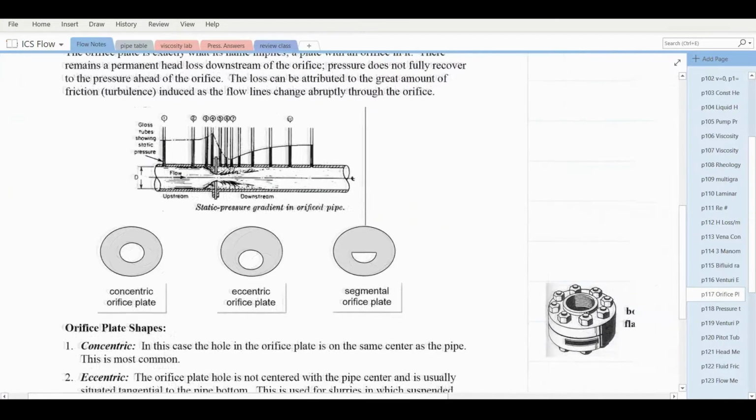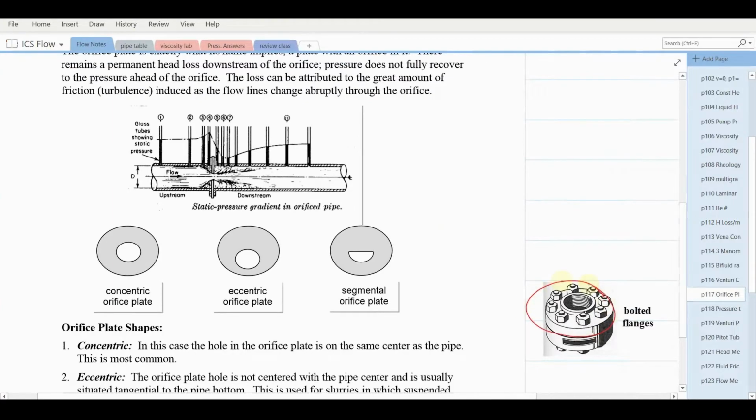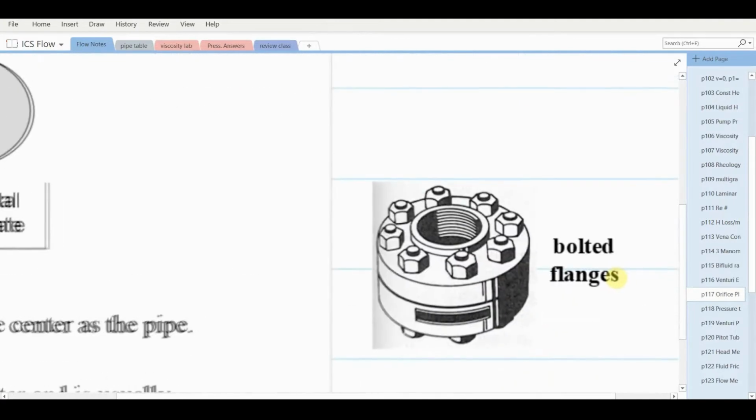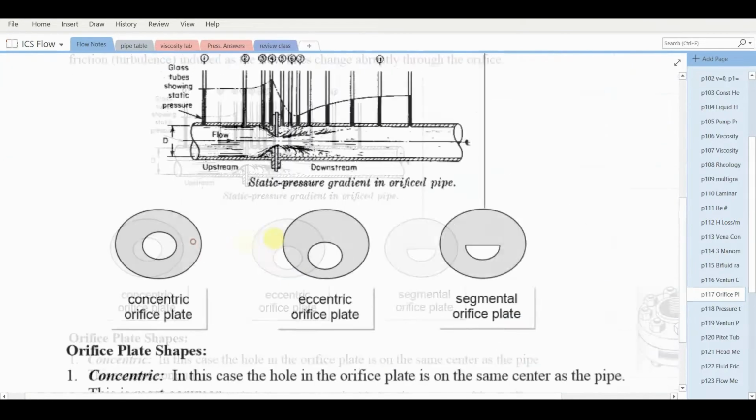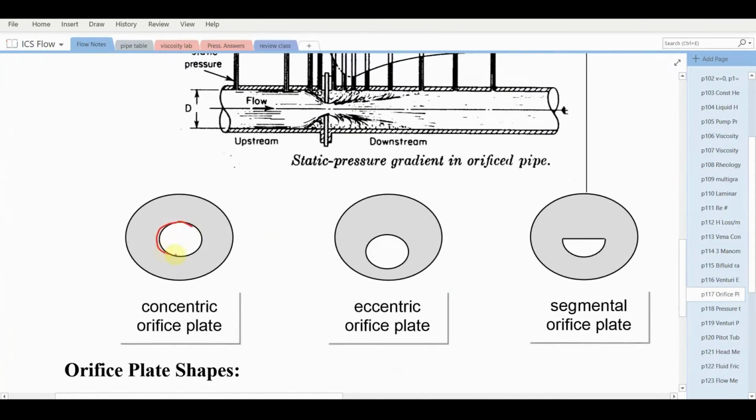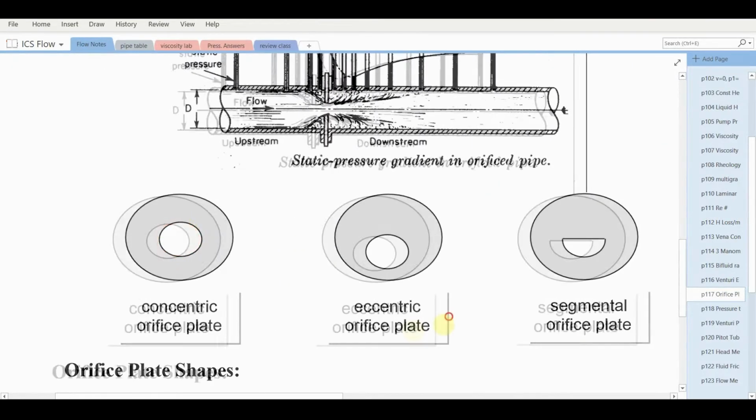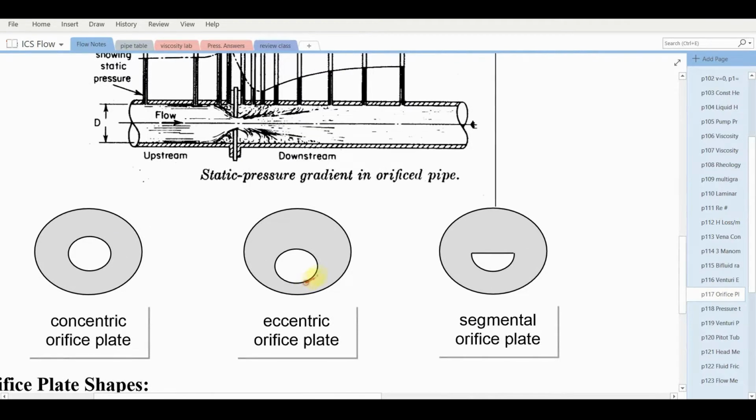Orifice plates are mounted by being bolted in flanges like here. Orifice plates often have the holes concentric. Occasionally they are eccentric, so picture that this is the internal diameter of the pipe here, and in this case the orifice is sitting right at the bottom of the pipe, and the purpose of that would be if solids were present they would tend to not collect in an eccentric orifice plate. Some are even segmental in shape.